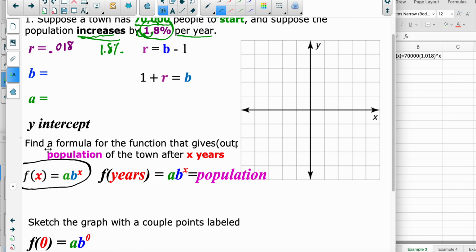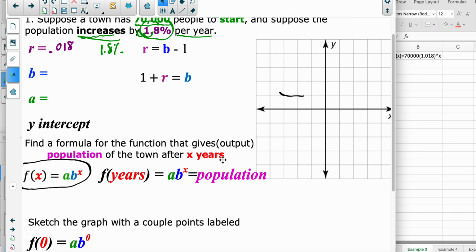Down here it says find a formula for the function that gives an output of population of the town after x years. I color coded these. Population is our output, our input is years. So when we write this function, I'm going to input how many years have passed, and I'm going to get an output of population.